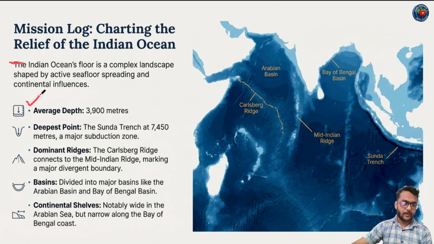Now, the Indian Ocean's floor is a complex landscape shaped by active seafloor spreading and continental influence. The average depth of the Indian Ocean is 3,900 meters. The deepest point is the Sunda Trench, at 7,450 meters, a major subduction zone.